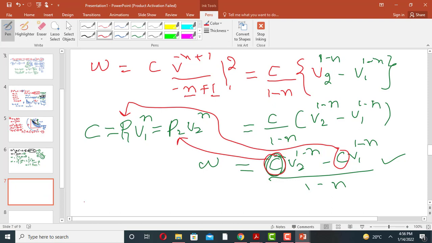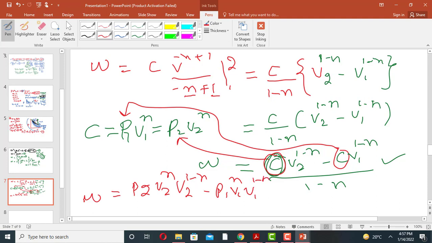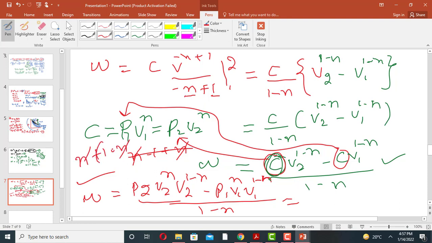So W is equal to [P2 V2 to the power n · V2^(1−n) − P1 V1 to the power n · V1^(1−n)] divided by 1 − n. This work is equal to this, with n minus 1 plus 1 in the exponent; when combined, the n and 1 − n will give 1.